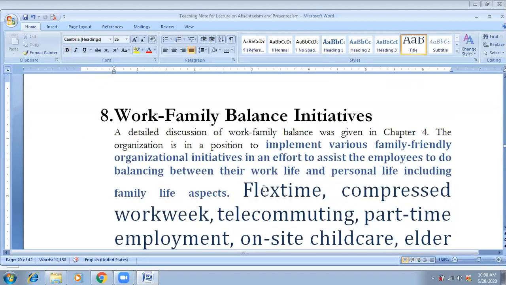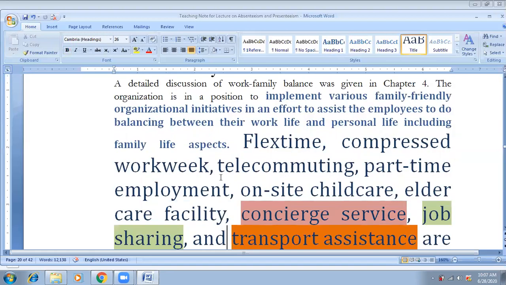Right. Then number 8, the strategy for managing absenteeism: work-family balance initiatives. There may be personal problems for employees which will prevent them from attending work, because they want to have a balance between work life and family life. But if the company gives things like flex time and compressed work week. What is compressed work week? I discussed it when I was teaching job design, or maybe Professor Arun Santa did, under general HR.